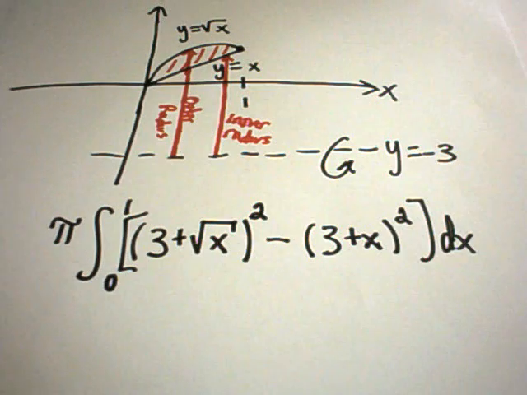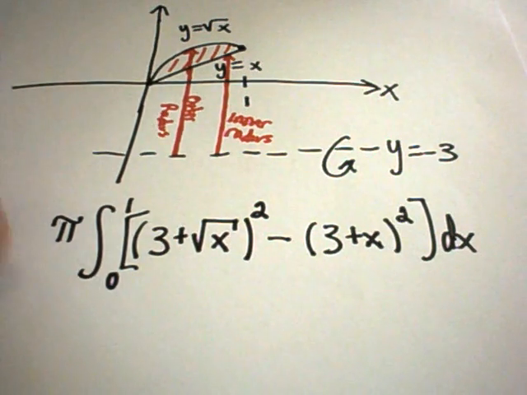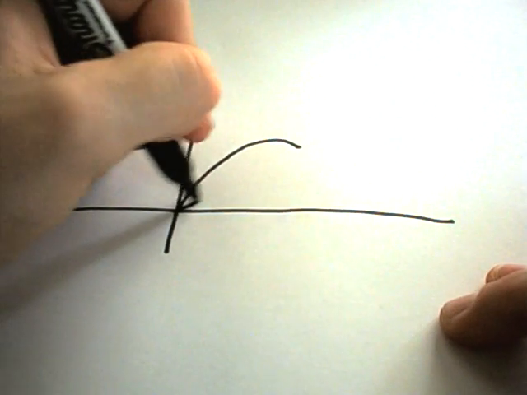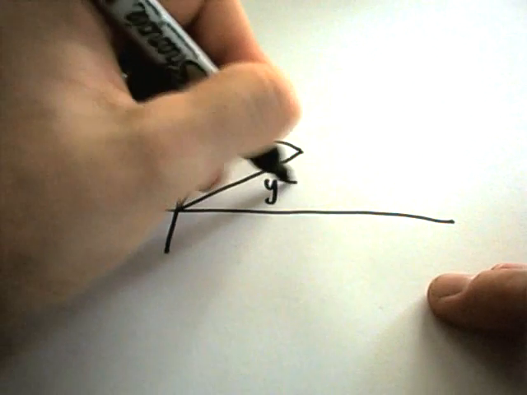Alright, so last but not least, let's take this same region and go about the line y equals 8. Okay, so the same idea, except now the horizontal line I'm rotating about is going to be above the region. So here's y equals square root of x again, y equals x.